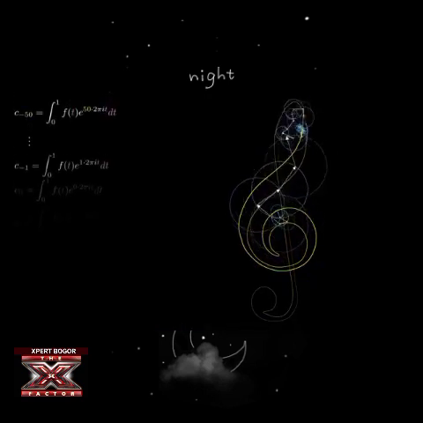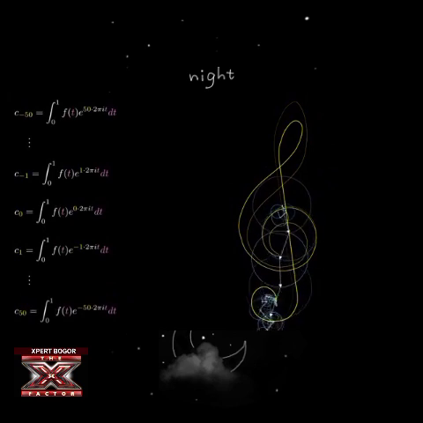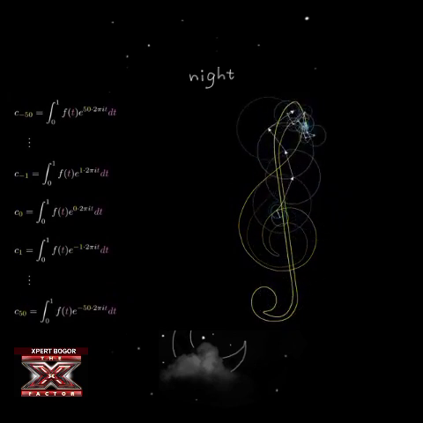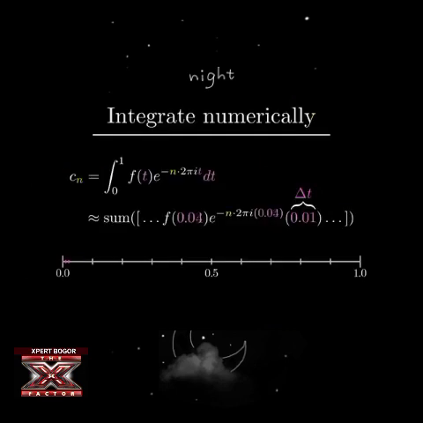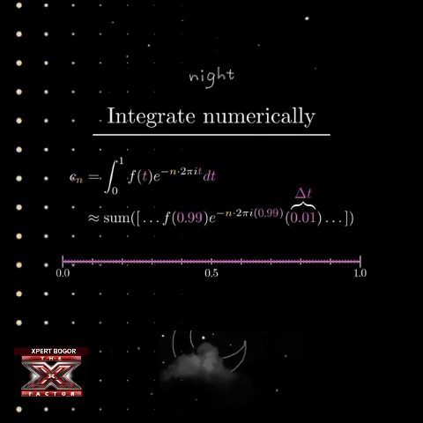In what's shown right now, I'm using 101 rotating vectors, computing the values of n from -50 up to 50. In practice, each of these integrals is computed numerically, basically meaning it chops up the unit interval into many small pieces of size delta t, and then adds up this value, f(t) times e^(-n 2 pi i t) times delta t, for each one of them. There are fancier methods for more efficient numerical integration, but this gives the basic idea.